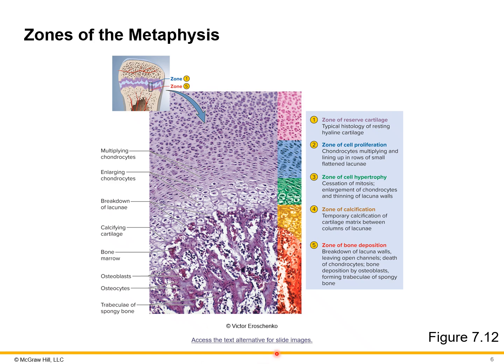This is where the lacuna walls completely break down, and now the lacunae are open channels, which leads to the death of those chondrocytes and the deposition of bone from osteoblasts. This is going to start to form the trabeculae of spongy bone. You can start to see those little beams of trabeculae beginning to form here.